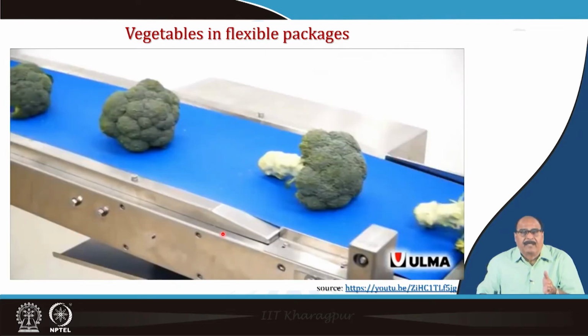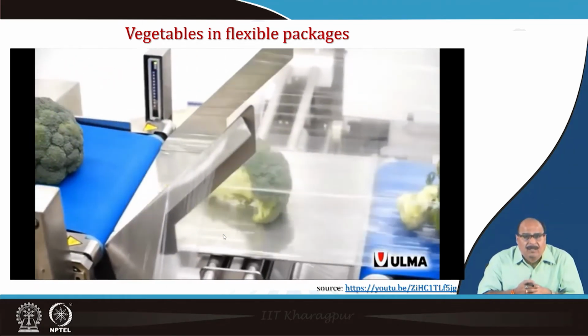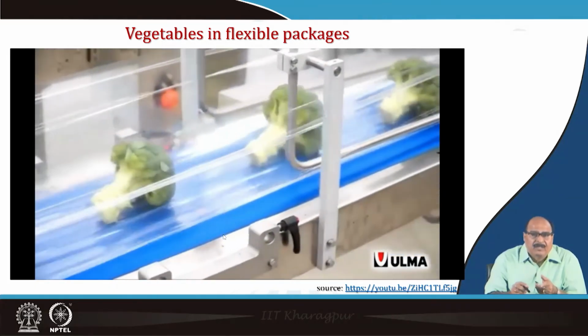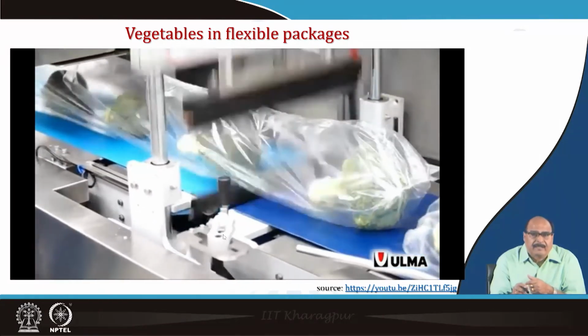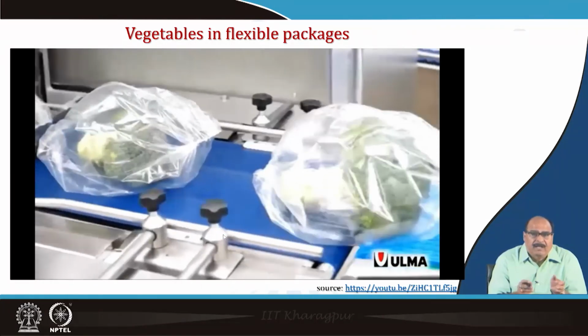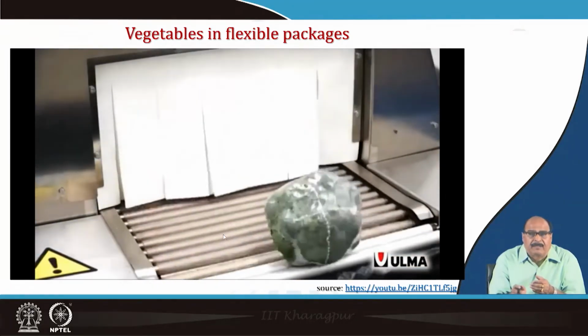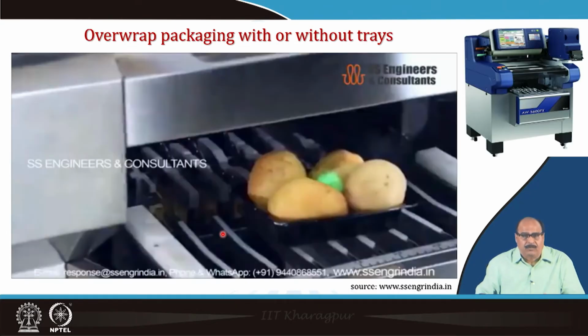Here the packaging of vegetable in flexible packages, you can see this is the broccoli, it is coming, and then it is wrapped, cut into the plastic pouches, and then you will see now this plastic is going, the packed material is being sent into a vacuum chamber where it is compressed. Okay. So, vacuum package is used.